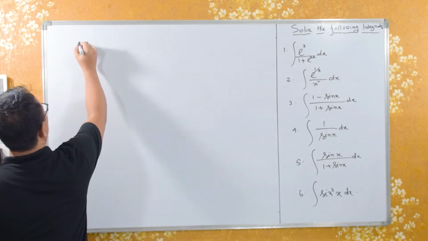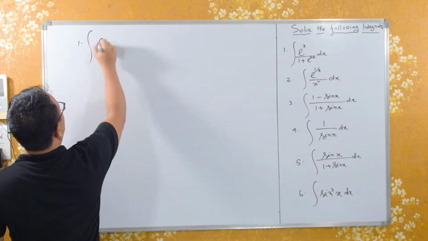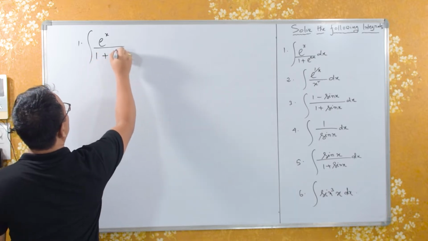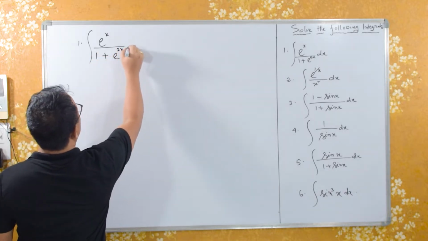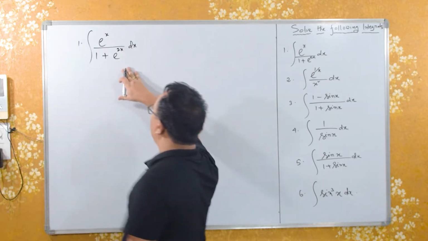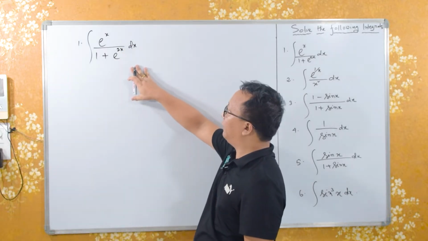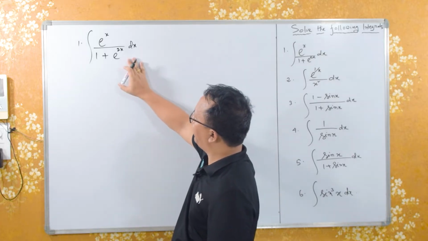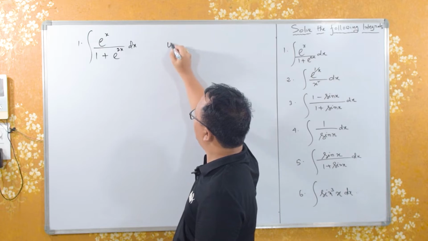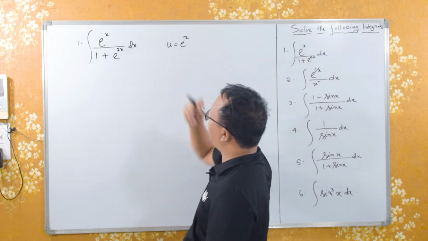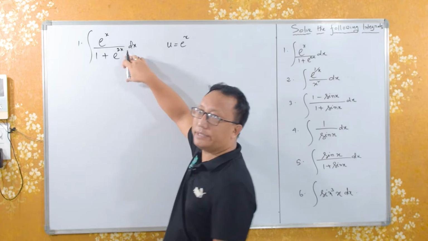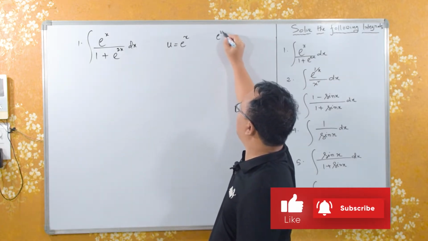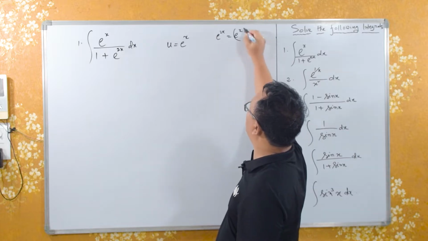First we will try to solve one integral of e raised to x upon 1 plus e raised to 2x dx. Okay, in this integration what we have to do is substitute u equals e raised to x. Why? Because e raised to 2x is the same as e raised to x, the whole square.